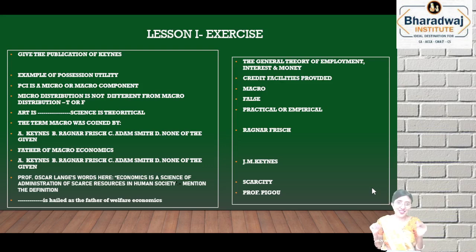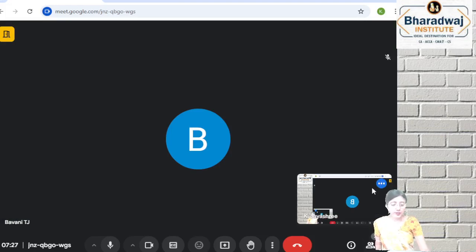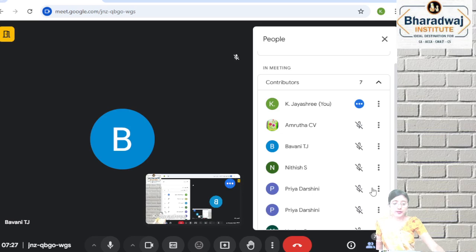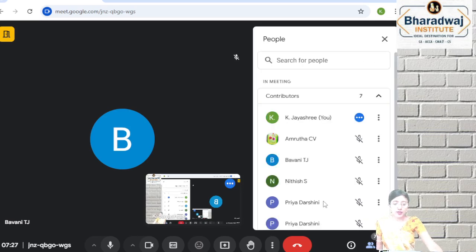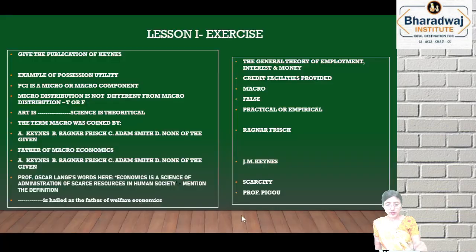The father of economics, father of classical economics, father of neoclassical economics, father of modern or macroeconomics, father of welfare economics. Online students, were you able to correctly do it? Bhavani, Hemal, some names are there. Nitish, Venkatraman, I suppose you were able to do it?